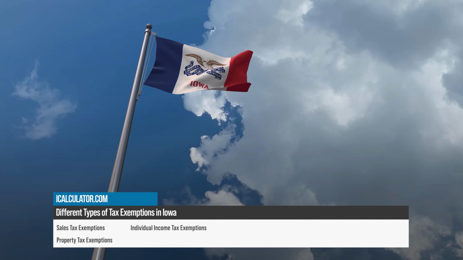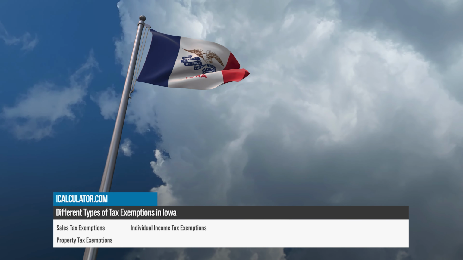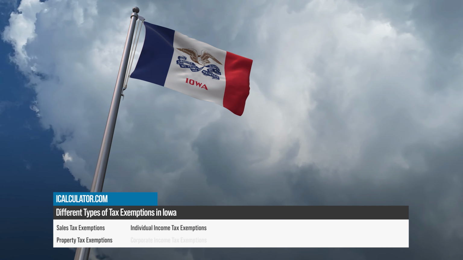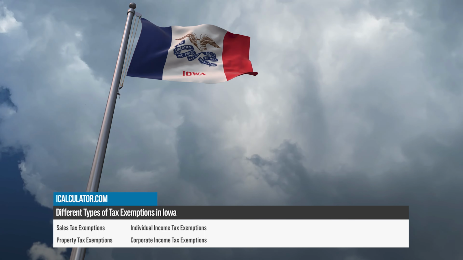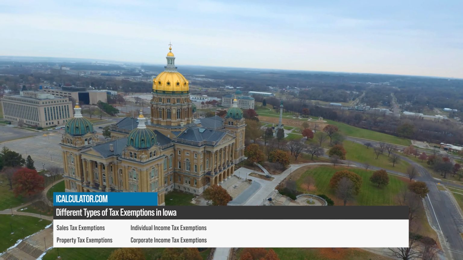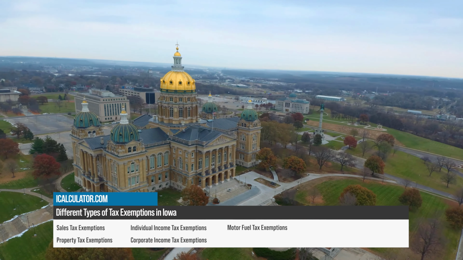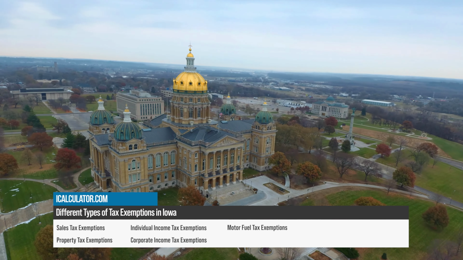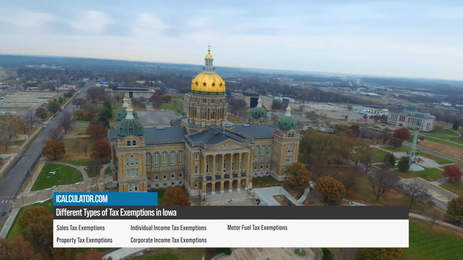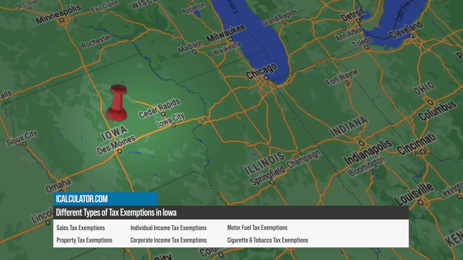Individual income tax exemptions. Exemptions include certain retirement income, Social Security benefits, and specific types of interest and dividends. Corporate income tax exemptions. Exemptions include credits for research and development, job creation, and other specific activities or investments. Motor fuel tax exemptions. Exemptions include fuel used for agricultural purposes, fuel used by government entities, and fuel used by certain mass transit systems. Cigarette and tobacco tax exemptions.